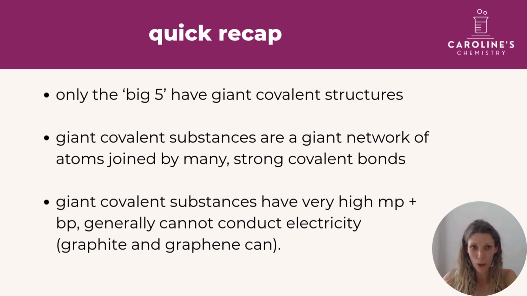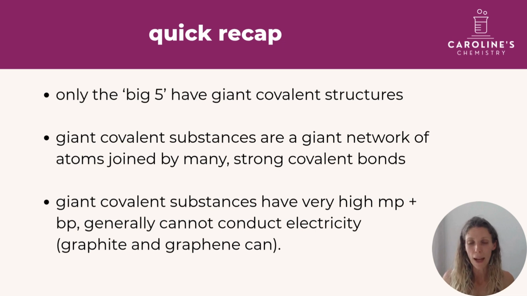Okay, let's quickly recap now. What are we taking away about giant covalent substances from this video? Only the big 5 have giant covalent structures. We learn what those 5 are, and we use that learning to recognize these substances. They are carbon in the form of diamond, graphite and graphene, silicon and silicon dioxide. We are hopefully sick of hearing this now, so we can get it inside of our brain. Giant covalent substances are a giant network of atoms joined by many strong covalent bonds.